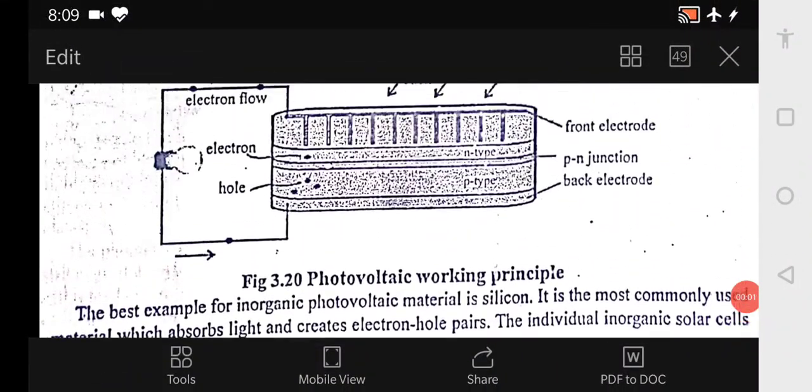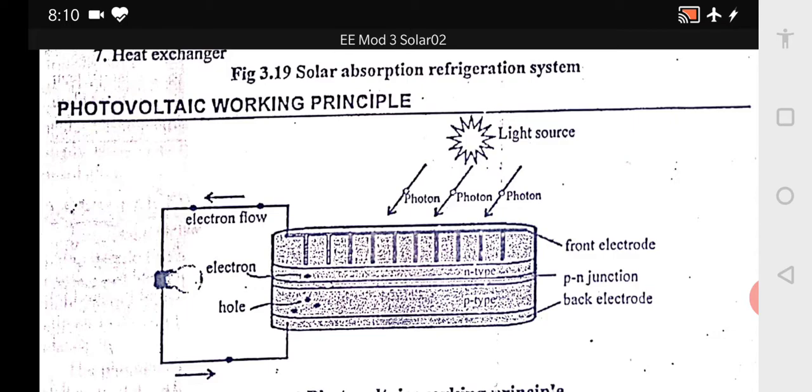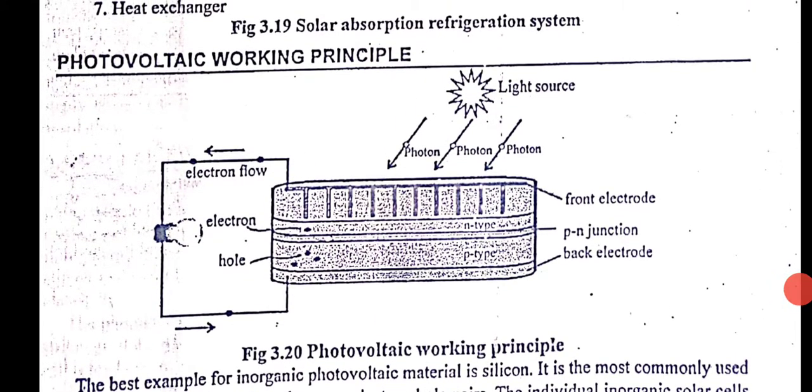Now we shall look at the solar photovoltaic principle. As discussed earlier, you can see in the photograph here, this is a small cell. The solar energy is falling, that is in the form of photons. On the top there is a front electrode, at the bottom there is a back electrode, and in between there is a junction, a P-N junction. P for positive, N for negative.